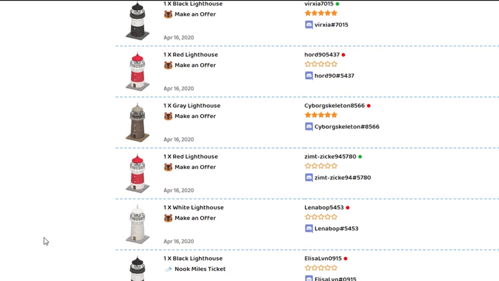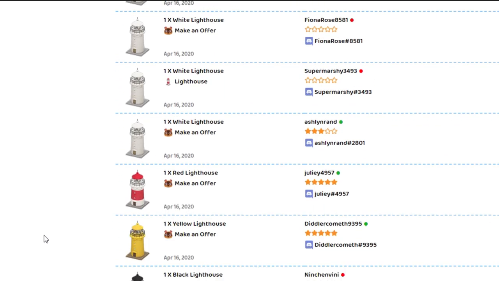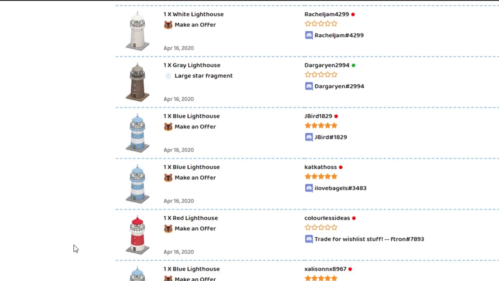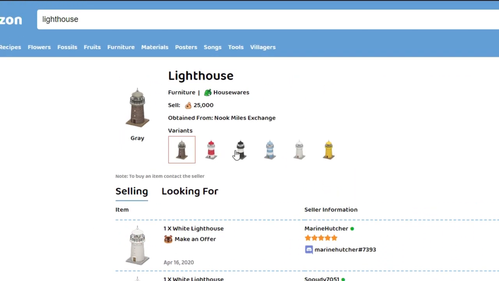Most of it is make an offer. Nook Miles ticket. I would totally give 2,000 Nook Miles for a lighthouse. A large star fragment. Okay, I've got one of those. I could totally trade that. Okay, so you get the idea. This website is just a bombshell. I mean, it is really, honestly, it is super awesome.